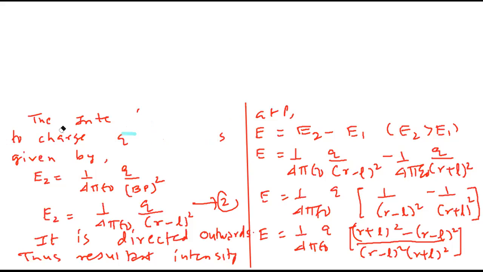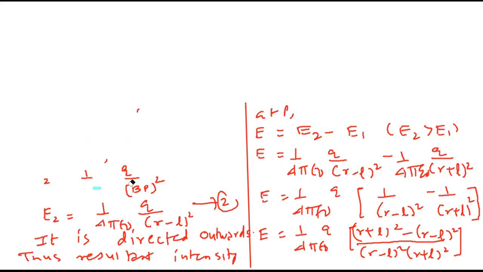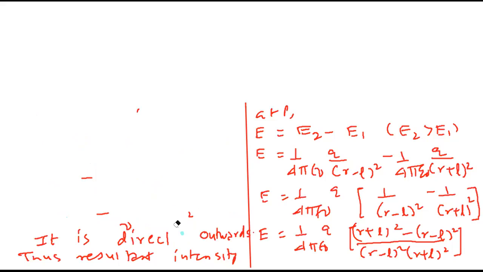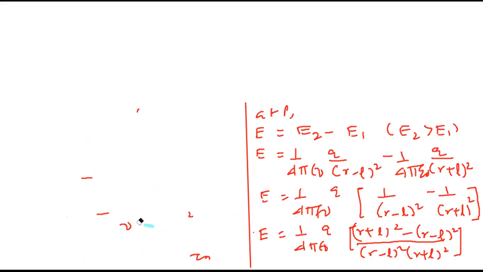Okay, we got intensity 1 upon 4 pi epsilon naught into Q, (R plus L) the whole square minus (R minus L) the whole square upon (R minus L) square (R plus L) square. Now we have to simplify this to reach the final answer of intensity at any point on the axis of electric dipole.